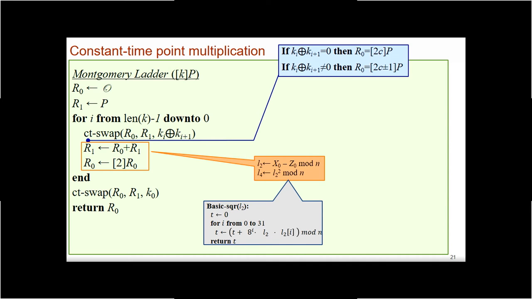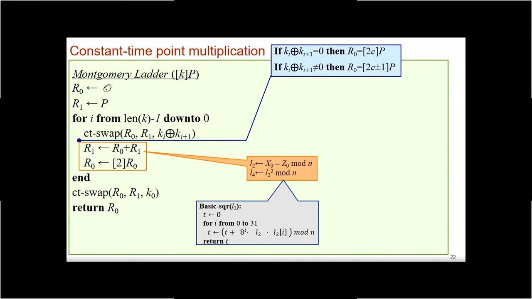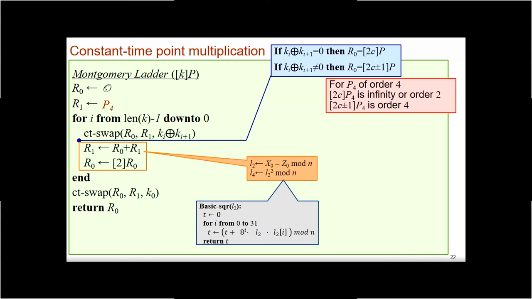So at this point, we ask the question: what happens if Alice sends Bob a malicious input? The malicious input she will send is an element of order 4. Two things we need to note. First, any even multiple of an element of order 4 will be either an element of order 2 or the point at infinity, just by definition of what an order 4 element is. And an odd multiple of an element of order 4 will be an element of order 4.